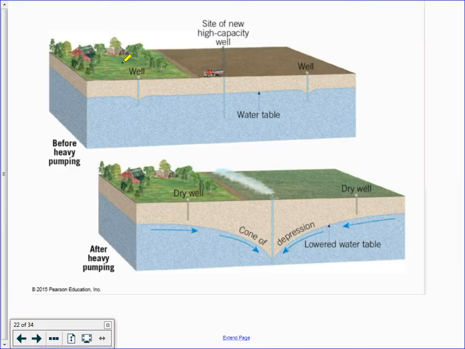So here's a picture of a house with a well, and then a farm with a well, and then somebody builds a new well. Someone has some fancy, state-of-the-art, high-capacity well and goes bonkers. They need to water their crops, causing what's called a cone of depression. This is when one jerk neighbor overpumps. And not only has he decreased the level of his water table, but the water is now not getting to this well, and it's not getting to this well, and these guys have dry wells, and they're pissed.